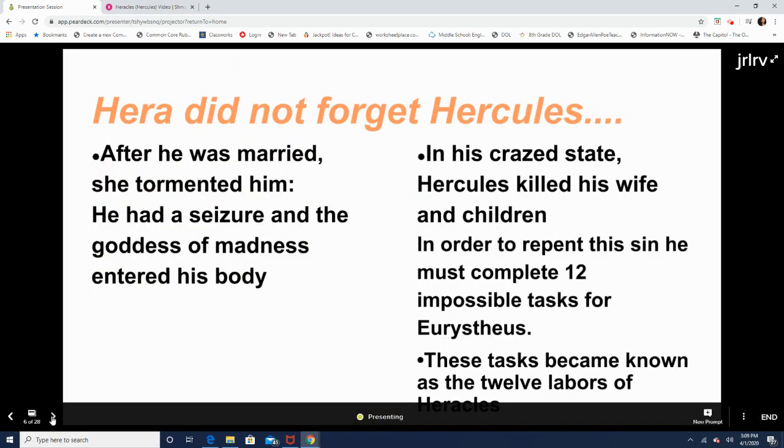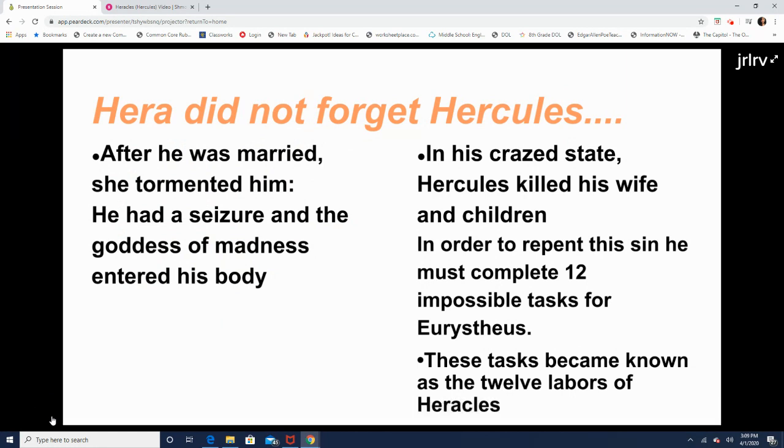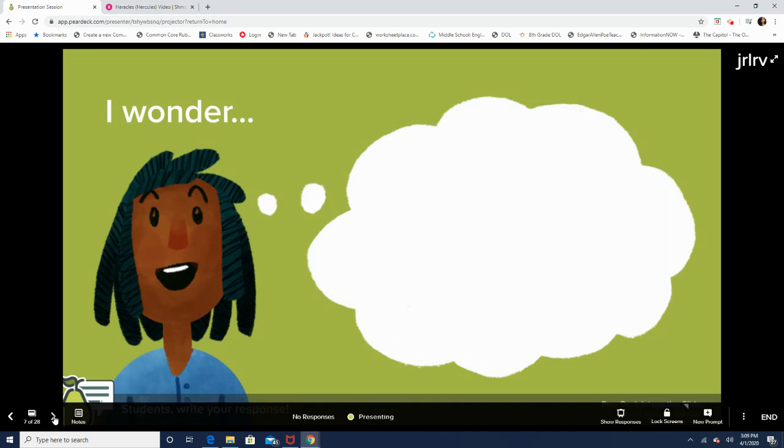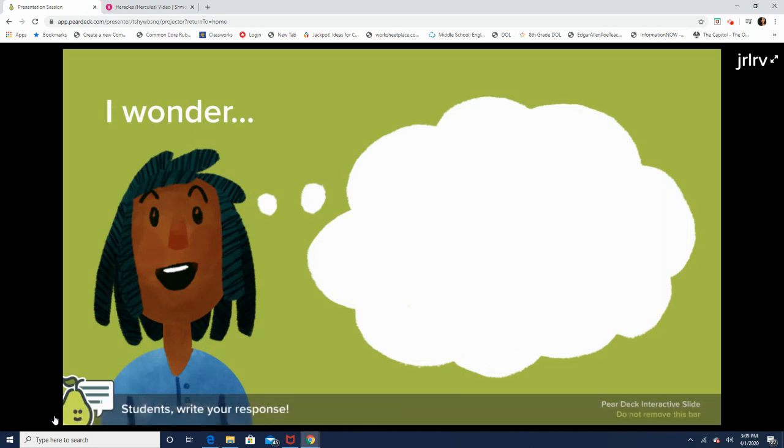Hera did not forget Hercules. After he was married, she tormented him. He had a seizure, and the goddess of madness entered his body. In his crazed state, Hercules killed his wife and children. In order to repent this sin, he must complete 12 impossible tasks for Eurystheus. These tasks became known as the 12 labors of Heracles. And we talked about the difference between Heracles and Hercules, Greek versus Roman pronunciation.